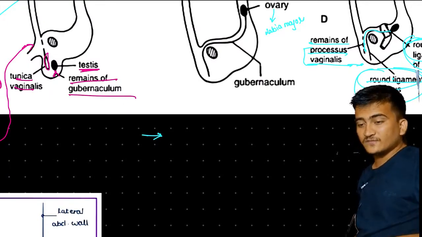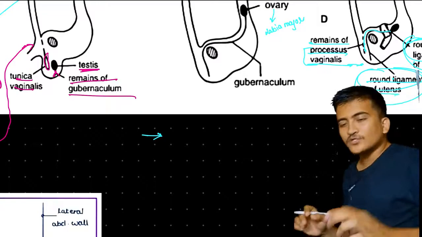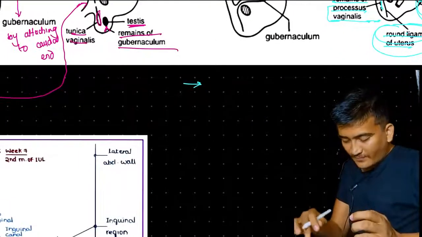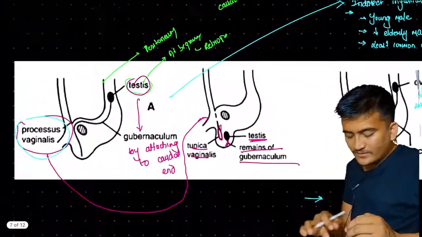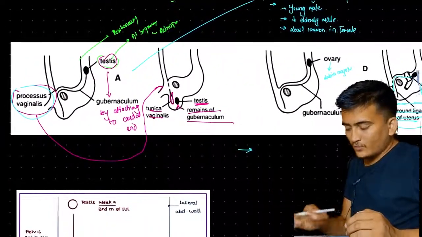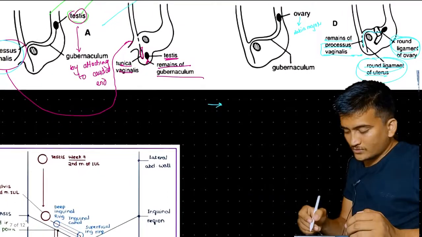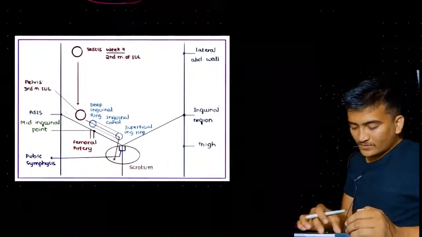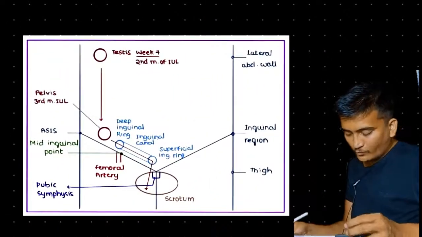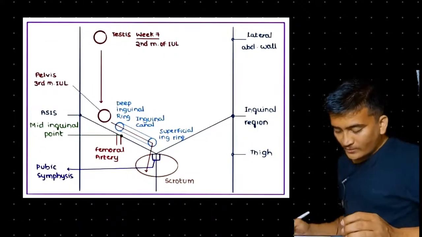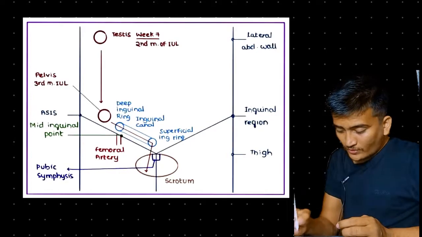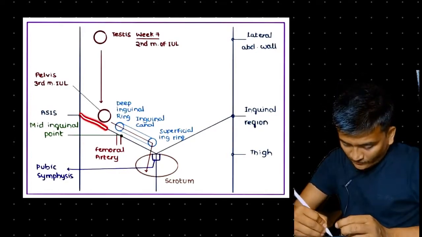Okay, descent of testis timing. Talking about the timing of the descent of the testis, let me show you here. Before getting into the timing, we'll just look at the diagram that we discussed right now. Here you can see, initially we saw the inguinal ligament, right? We saw the inguinal ligament. Now this is the point of the inguinal ligament.